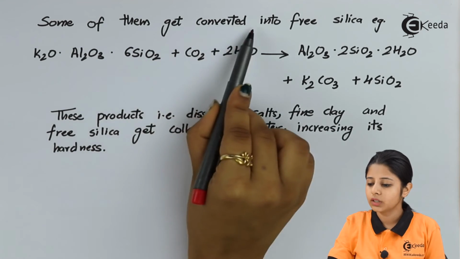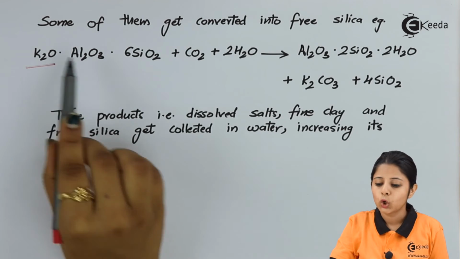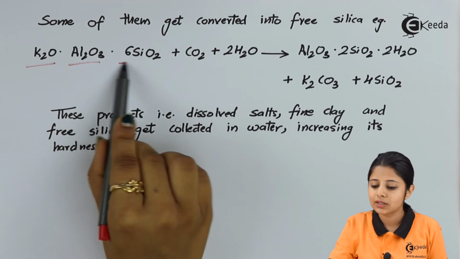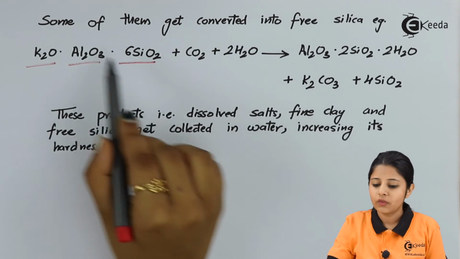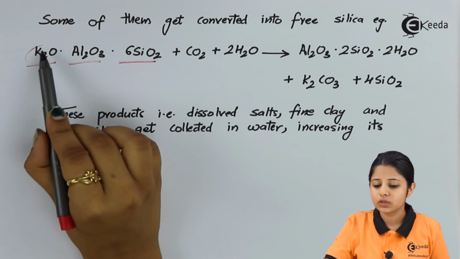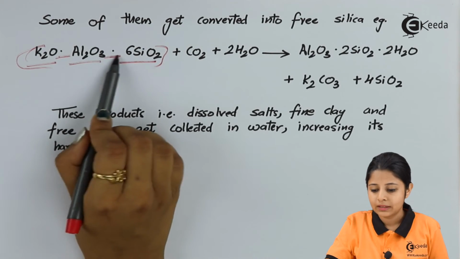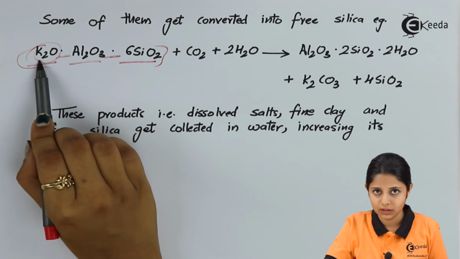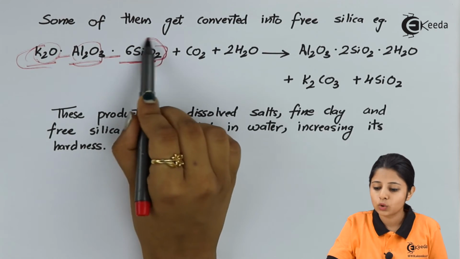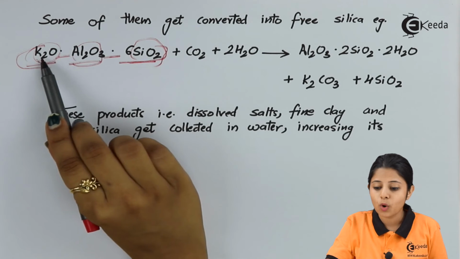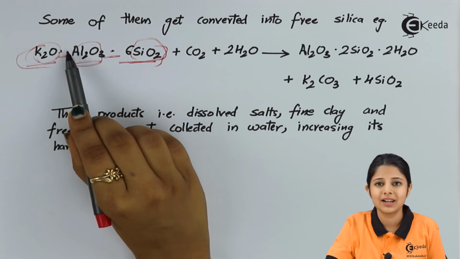Some of them get converted into free silica. Let us take an example over here. We have K2O.Al2O3.6SiO2 plus CO2 plus H2O. Now whenever you see this complex over here, this complex is attached by dots. That means this K2O has bonding in it, Al2O3 also has bonding in it, this 6SiO2 also has bonding in it, but there is no bonding between them. There is only attachments between them. These dots represent the attachments.